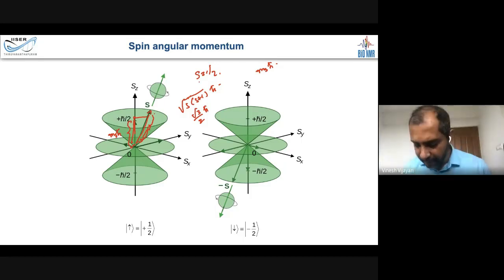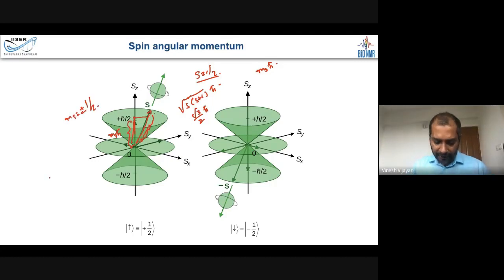Now if your spin is S equal to half, then your MS, as I told you, is equal to plus or minus half. So you can have half H cross or minus half H cross. Now, we have not introduced any magnetic field or anything. So these are the two components that we have.